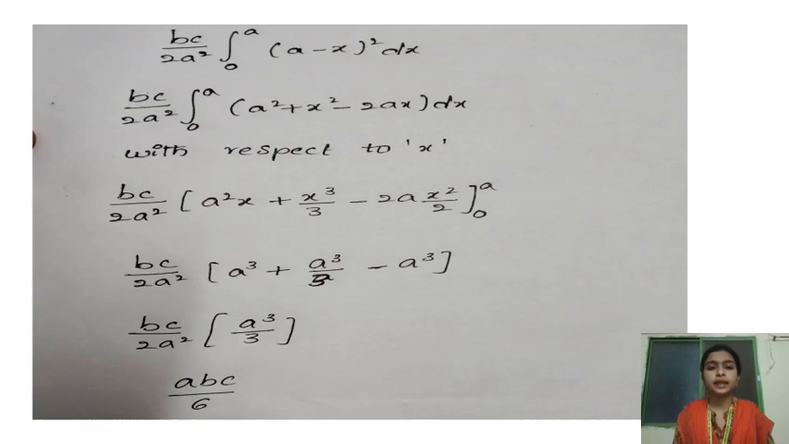Now applying the a minus b whole square formula, a square plus x square minus 2ax dx. Integrating with respect to x, bc by 2a square into a square x plus x cubed by 3 minus 2a x square by 2, applying limits 0 to a. Now substituting limits in x, bc by 2a square into a cubed plus a cubed by 3 minus a cubed. Here a cubed and minus a cubed cancel. bc by 2a square into a cubed by 3 equals abc by 6.